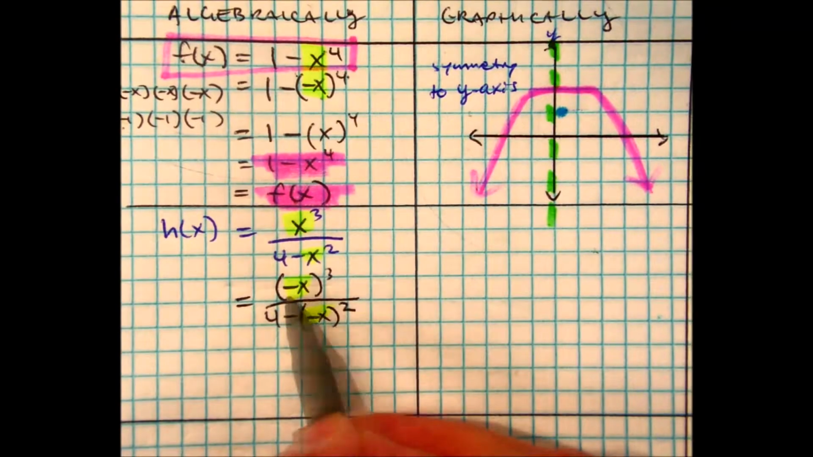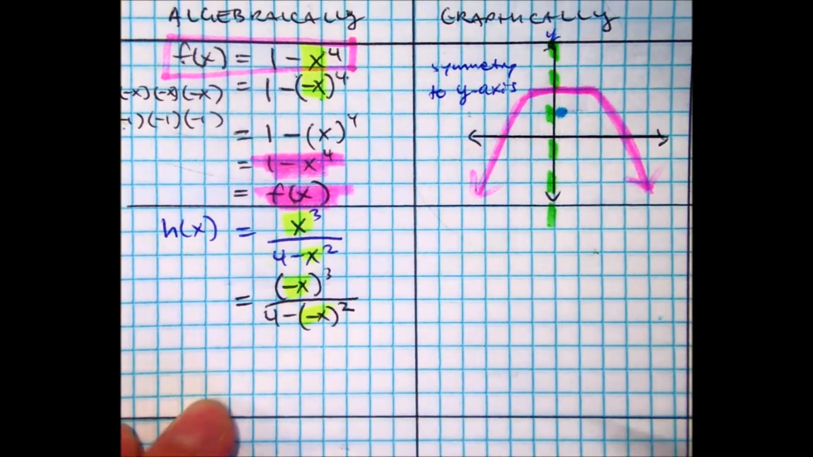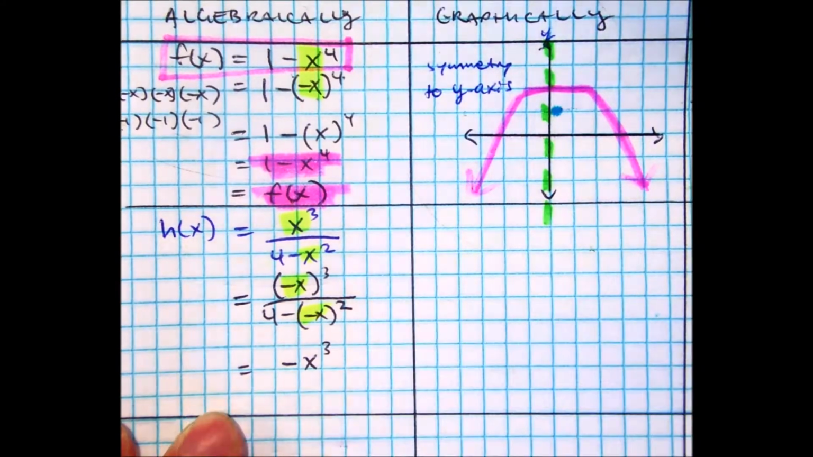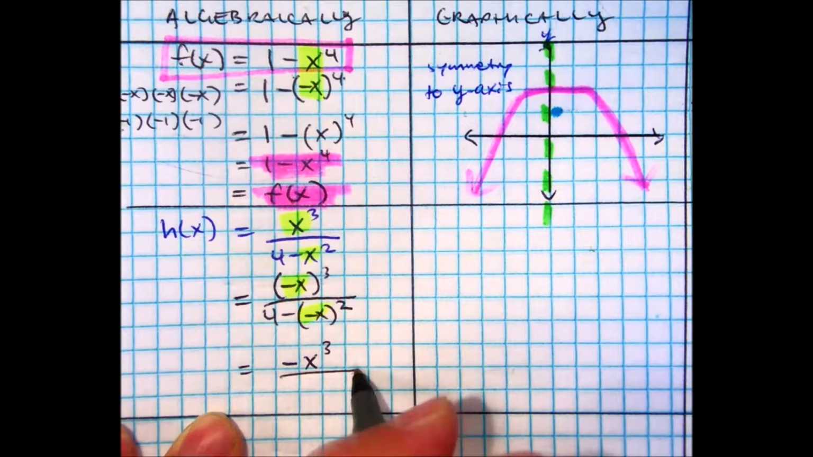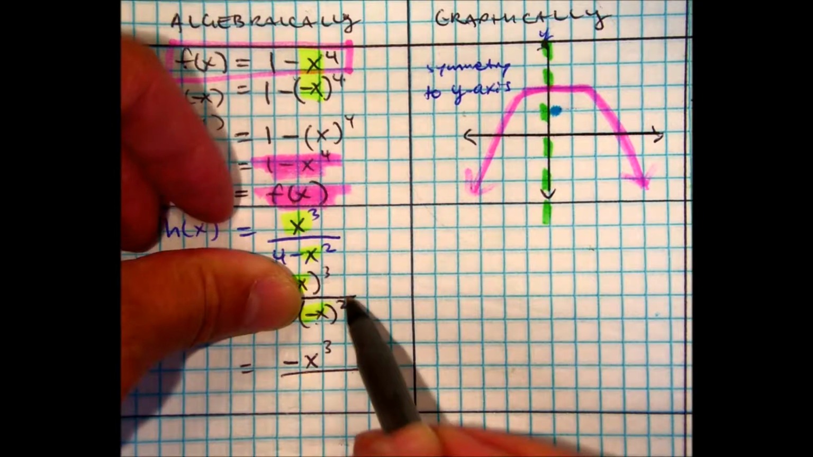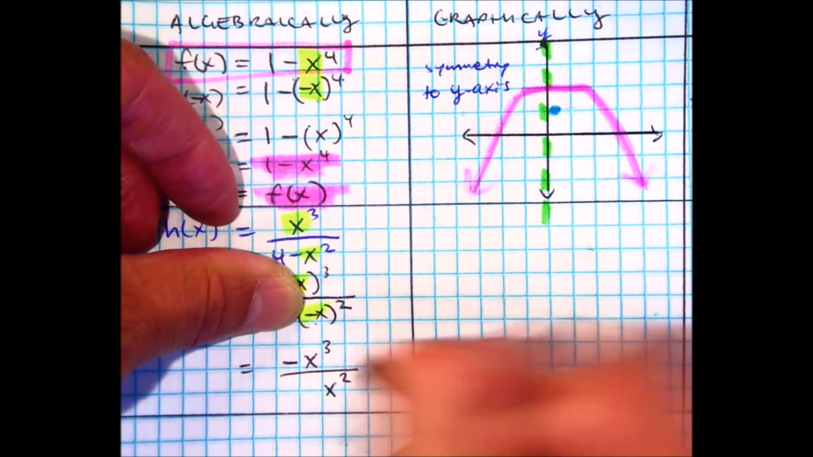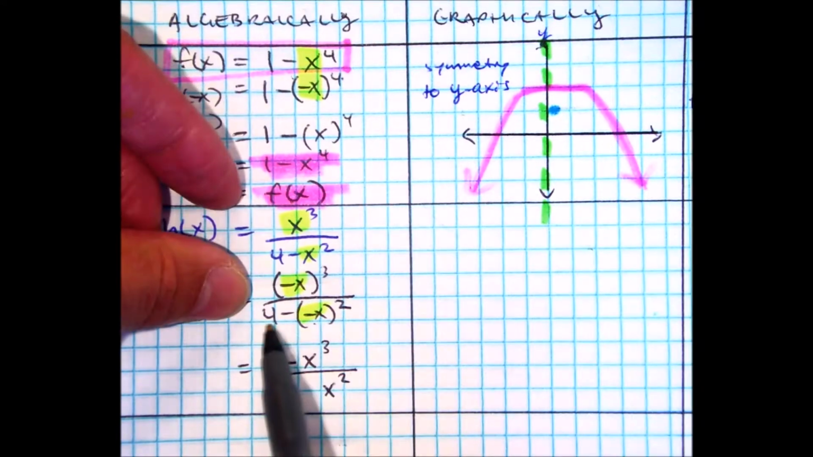Class, what's negative x to the third power? Negative x to the third, yes? Yeah. What is negative x squared? X squared. And then I have the 4 minus.